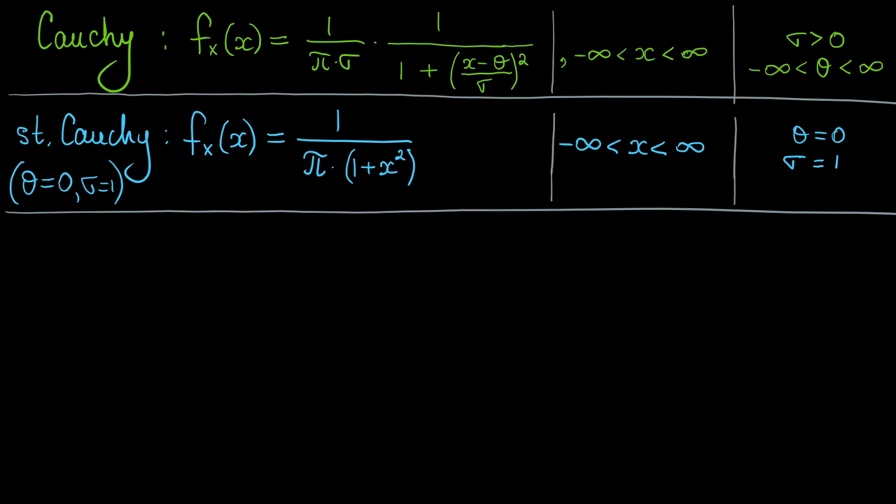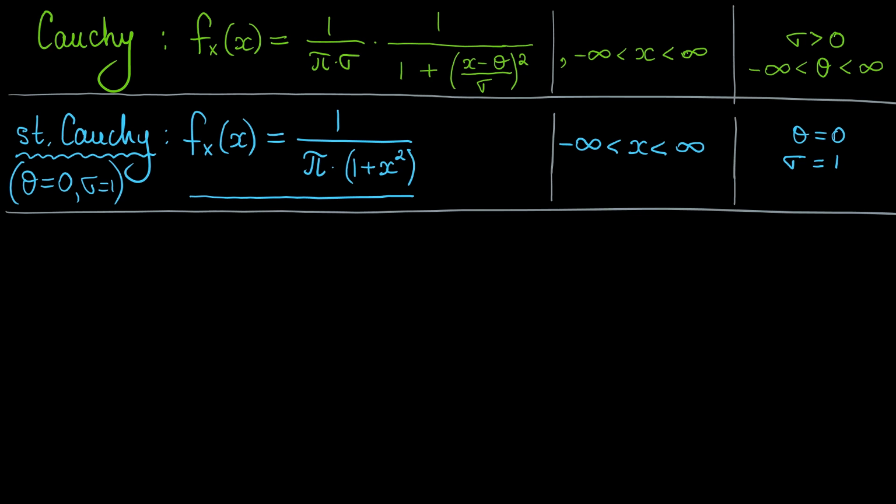Okay, next let's take a look at the Cauchy family of distributions. The Cauchy family of distributions is parametrized by sigma and theta, and we'll look at one particular member of this family of distributions, the standard Cauchy, which sets those parameters to 0 for theta and 1 for sigma. And then we end up with this slightly simpler PDF for the standard Cauchy.